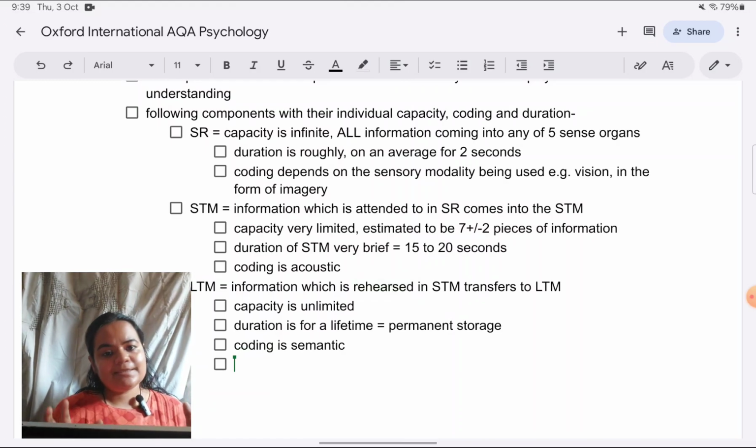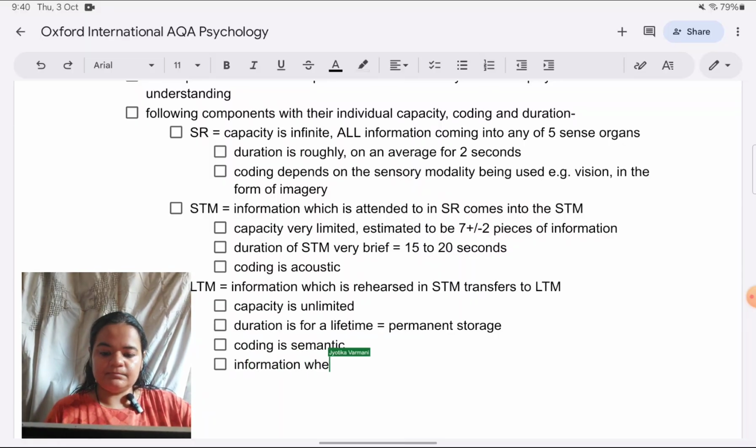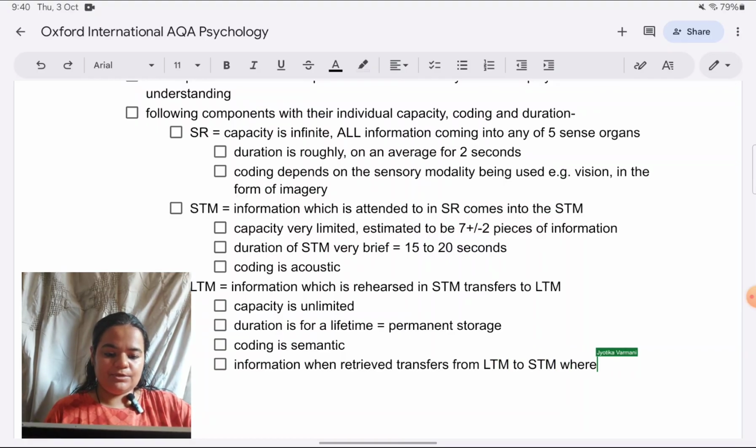Okay, so coding is semantic and information when retrieved transfers from LTM to STM where it is put into usage or operation.